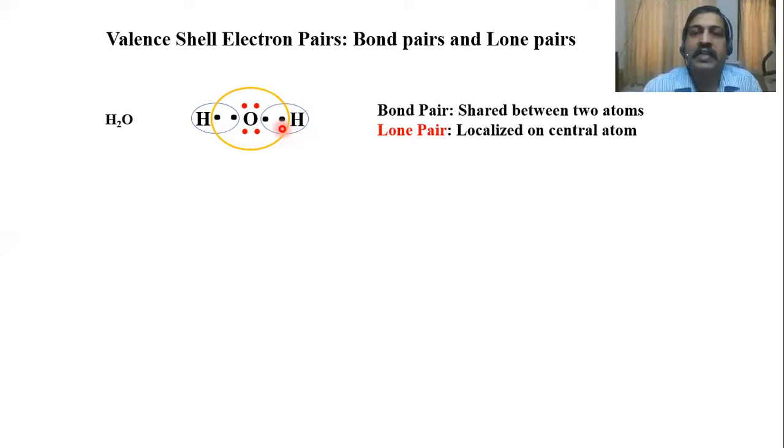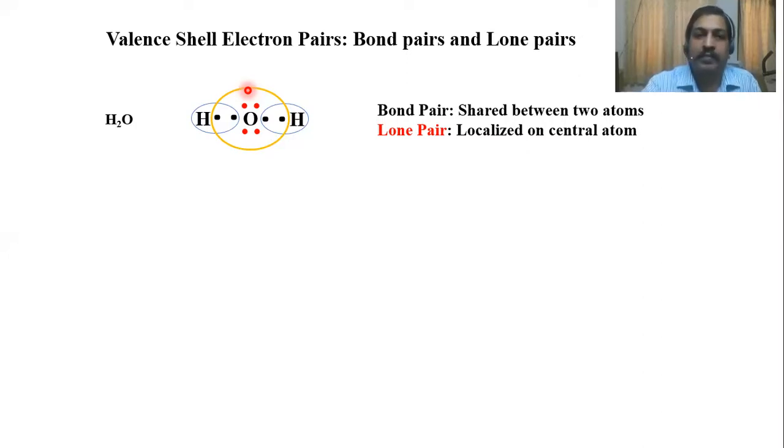Whereas in the case of a lone electron pair, it belongs to only one atom. So it occupies a smaller region or a smaller volume. Therefore, the charge density on a lone electron pair is relatively higher. So the charge density of a lone electron pair is greater than the charge density of a bond electron pair. Consequently, the repulsion by a lone electron pair is much greater than the repulsion by a bond electron pair.